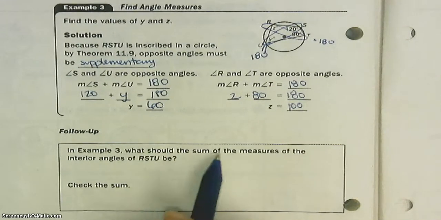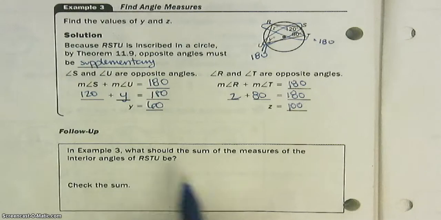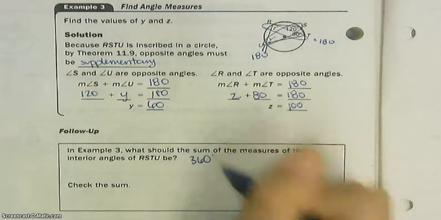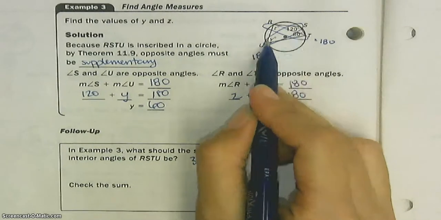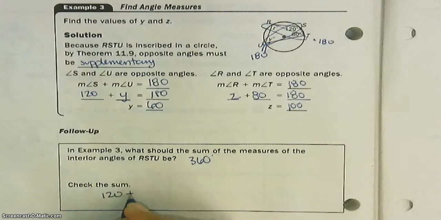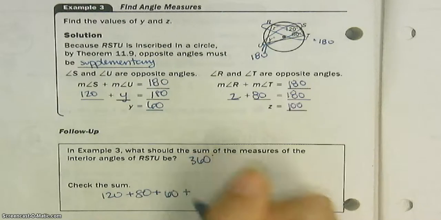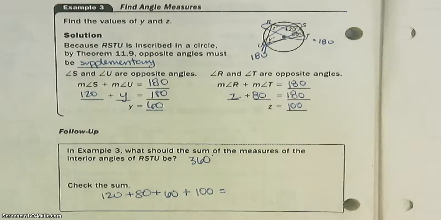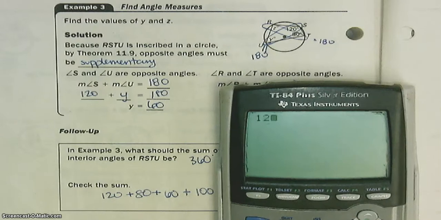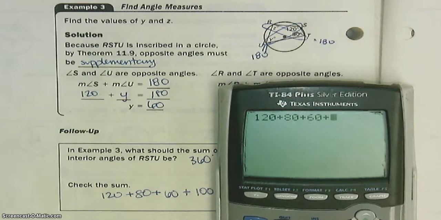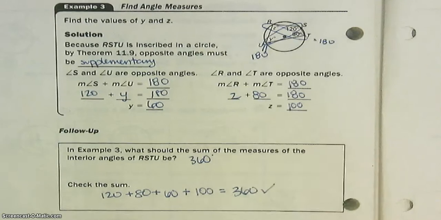In example 3, what should the sum of the measures of the interior angles of RSTU be? Well, RSTU is a quad, and all quads have 360 degrees. So let's check if we did this right. We're going to add all of these up. 120 plus 80 plus, we said y was 60, plus z, which was 100. Let's make sure that this equals 360. 120 plus 80 plus 60 plus 100. 360. Yep. We did a good job.